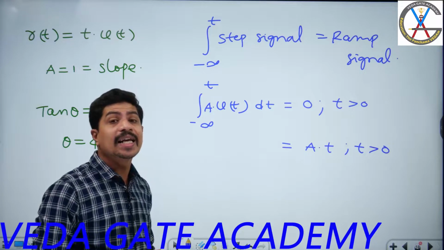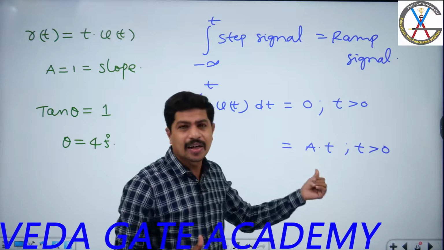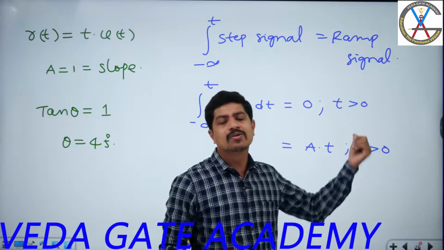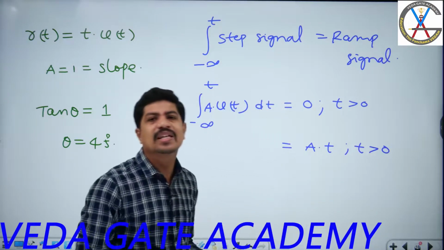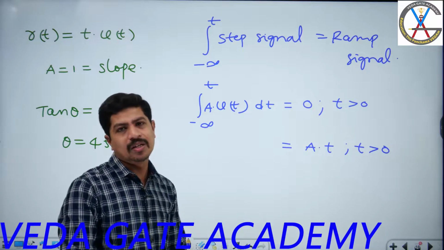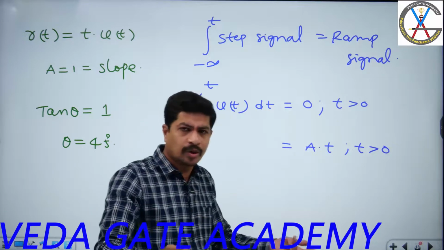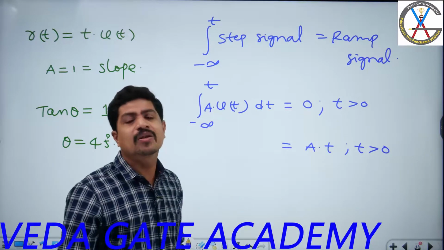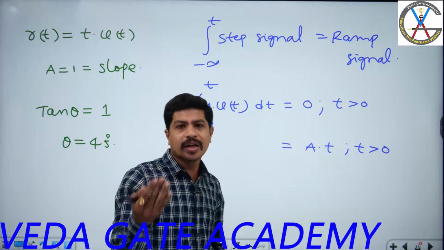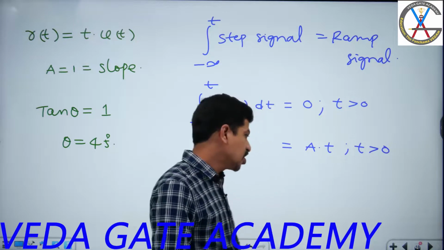Which signal has this type of representation? Ramp signal: a into t for t greater than 0, equal to 0 for t less than 0. Integration of the step signal will give the ramp. If you integrate a unit step, what you get is the unit ramp. Now from the impulse also we can get the ramp signal. One time you integrate, you get the step signal. The second time you integrate, you get the ramp signal. That much easy it is.